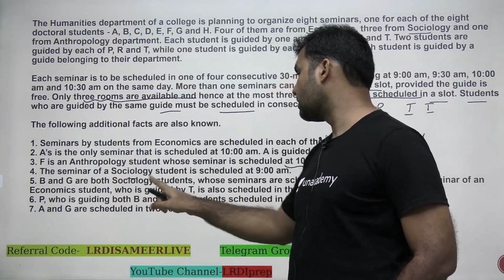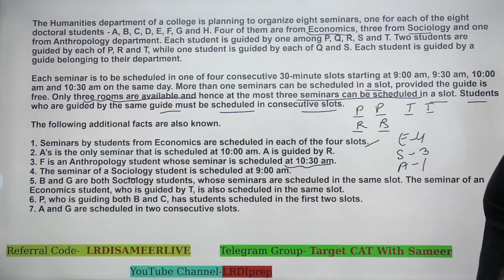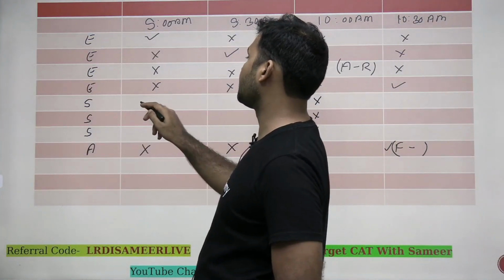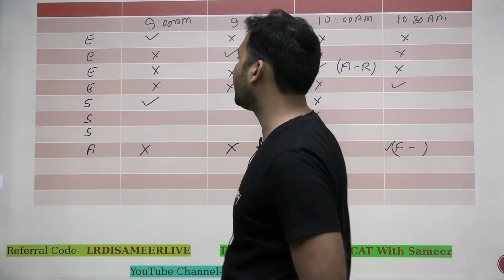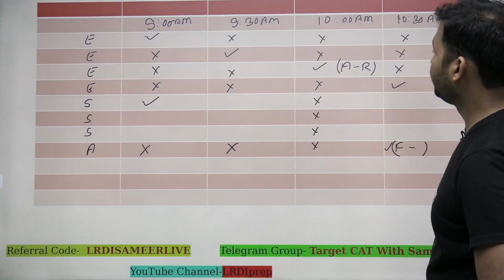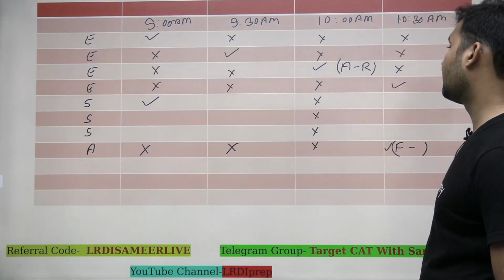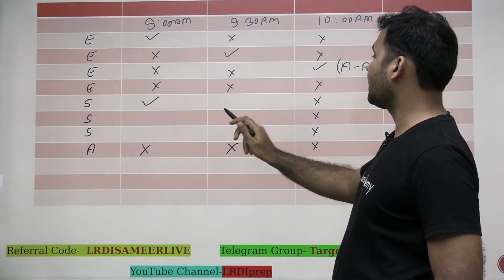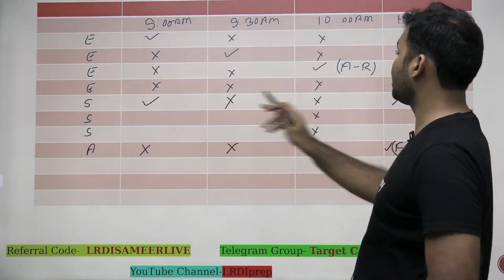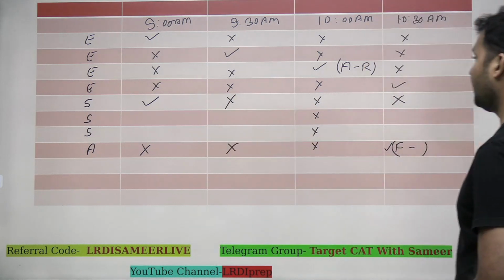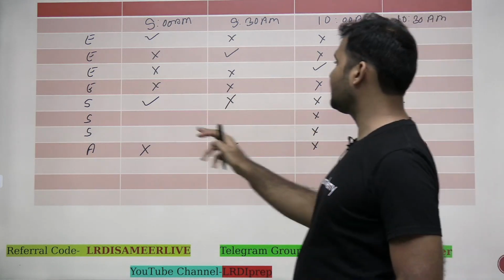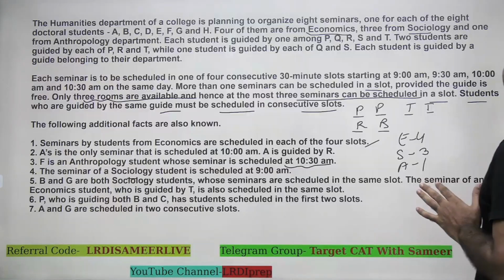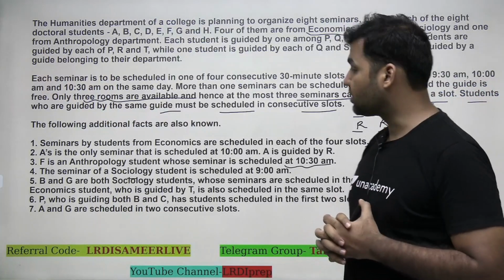Now let's use the information further. The seminar of a sociology student is scheduled at 9 a.m. Okay, there is one seminar at 9 a.m. of a sociology student. So let's say this is the sociology seminar happening at 9 a.m. All right. Because this seminar has happened already over here, can I cross these values, right? Now we are left with these spaces. We need to decide the time slot of these 2 sociology lectures now. Rest of the things have already been sorted out.